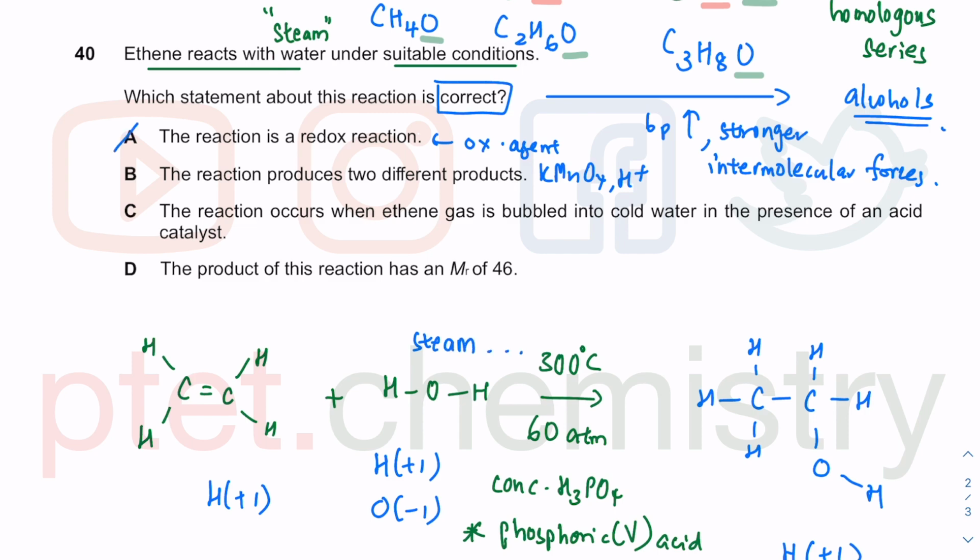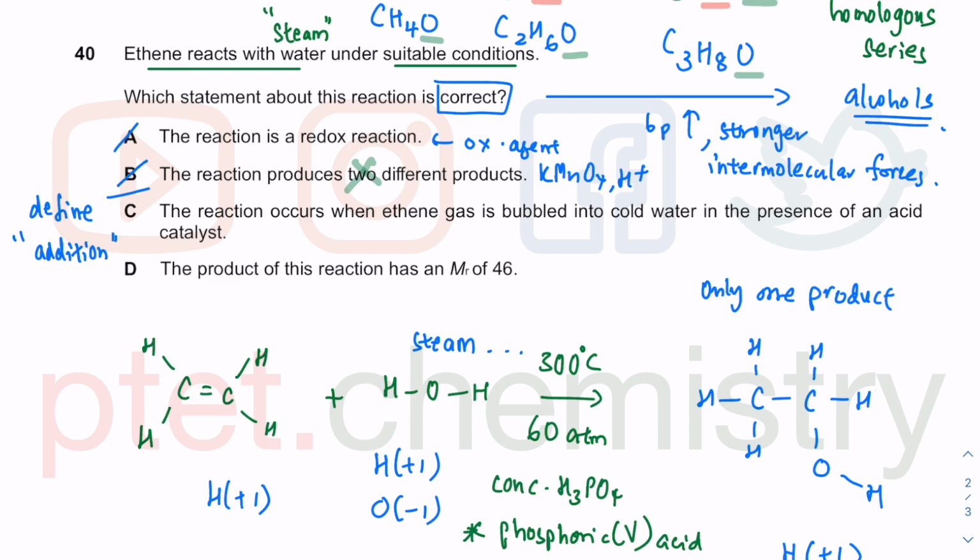The reaction produces two different products. That is not true, is it? No, that is not true, because this is an addition reaction, as stated in the syllabus. In an addition reaction, you get only one product. Why do you only get one product? Because the two reacting molecules combine together. This and this combine and add together to give you only one product. So B is wrong there.